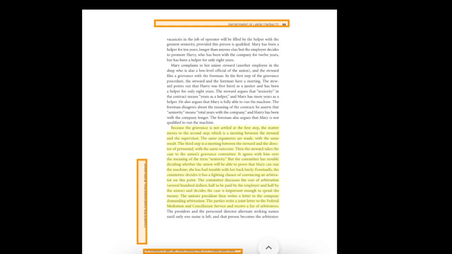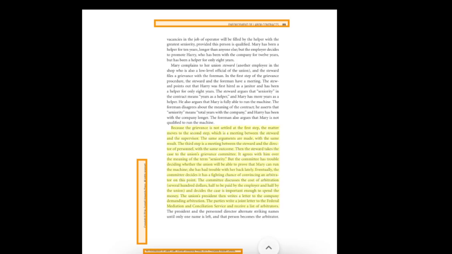It agrees with him over the meaning of the term seniority, but the committee has trouble deciding whether the union will be able to prove that Mary can run the machine. She has had trouble with her back lately. Eventually, the committee decides it has a 5% chance of convincing an arbitrator on this point. The committee discusses the cost of arbitration, several $100s, half to be paid by the employer and half by the union, and decides the case is important enough to spend the money.